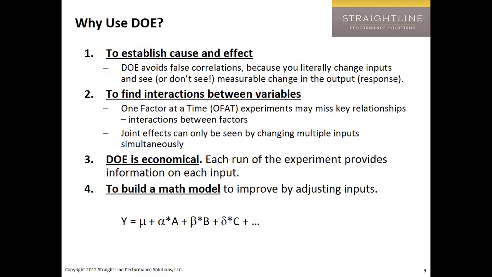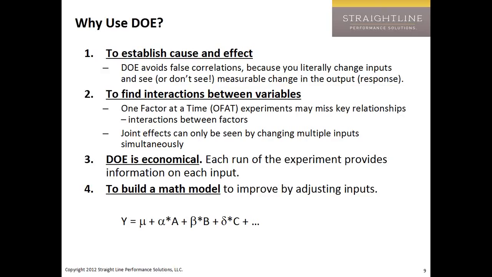Second thing is we can find key interactions. Now, that might be the difference between running a process in a common sense fashion, where you just do what you think is right and use people's ideas that are coming to them off the cuff, or really understanding deeply what's happening. As I change one factor, the influence of another factor is now changing. That's called an interaction.